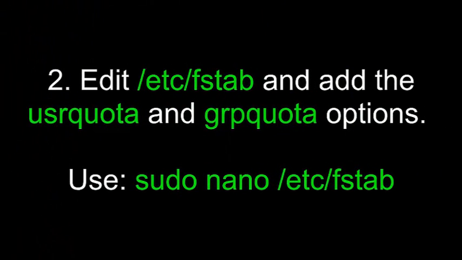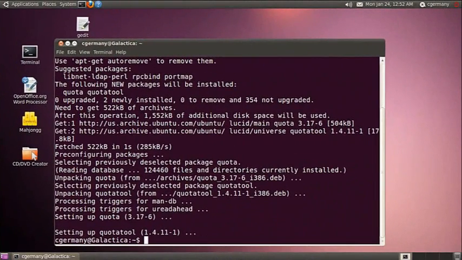Edit /etc/fstab and add the user quota and group quota options. To do this, use sudo nano /etc/fstab. Okay, now with that installed, the next thing I need to do is edit my fstab file. And you can use nano, vi, gedit, whatever you want to do.